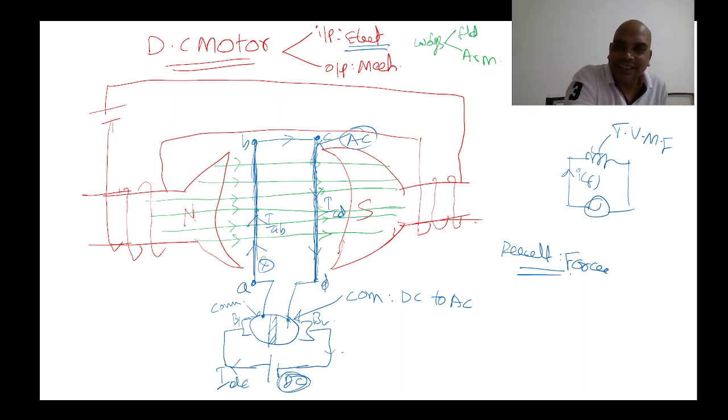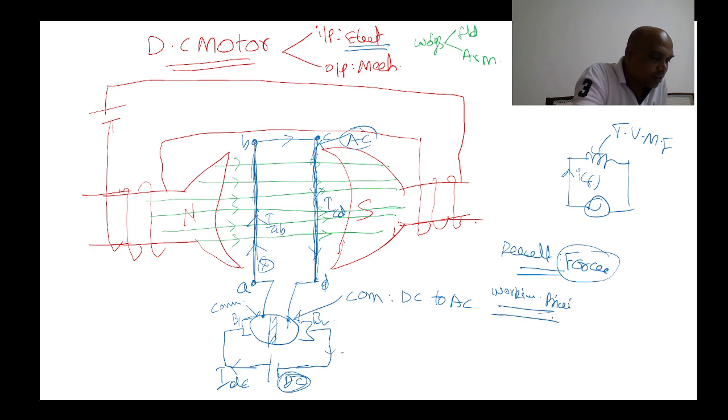So what is our target? We have to find out the direction of force. So here, what is the working principle of DC motor?